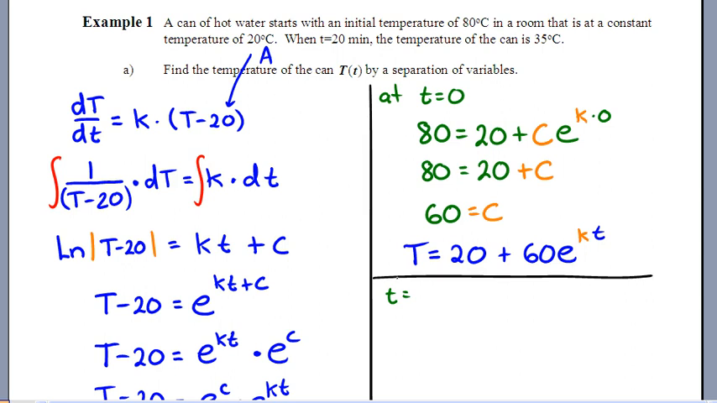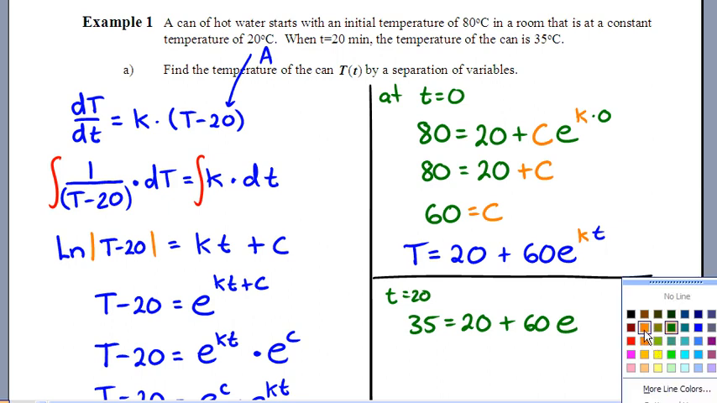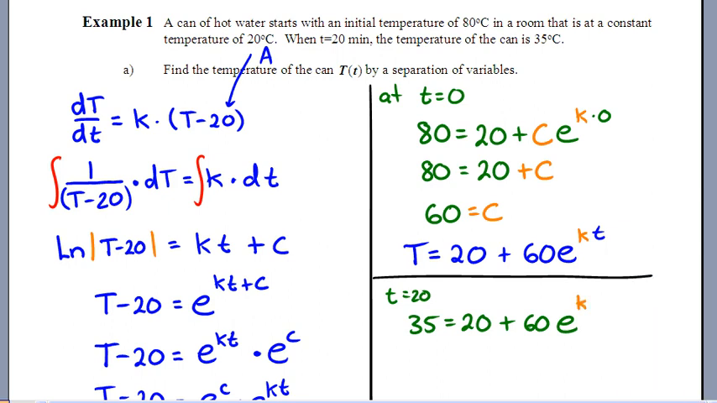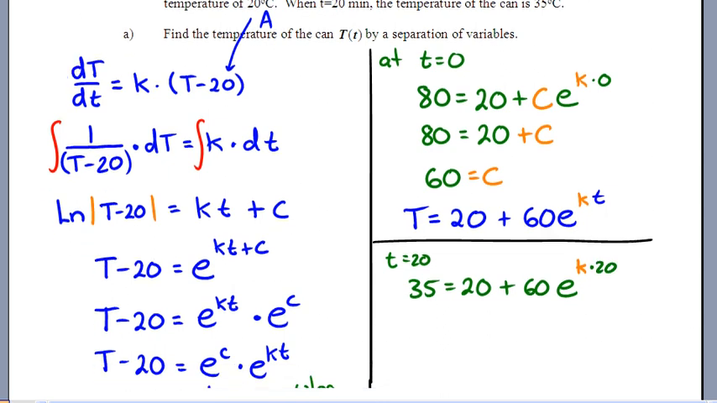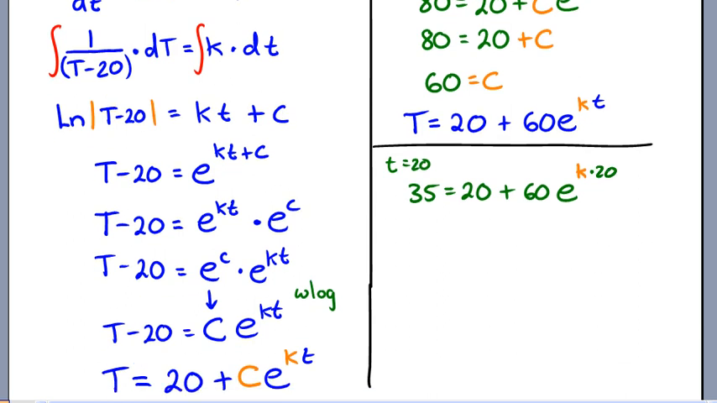Capital T is 35. Little t is 20. All right, capital T, 35. That's our temperature. That's equal to 20 plus a 60 e to the, I'm looking for k, times the time, oh, I keep mixing those up, times the time of 20. All right, we're solving for a little k.